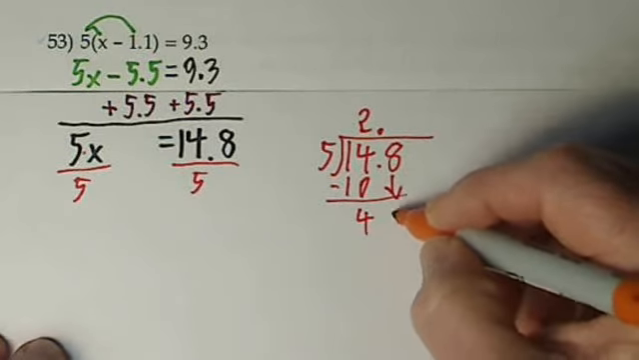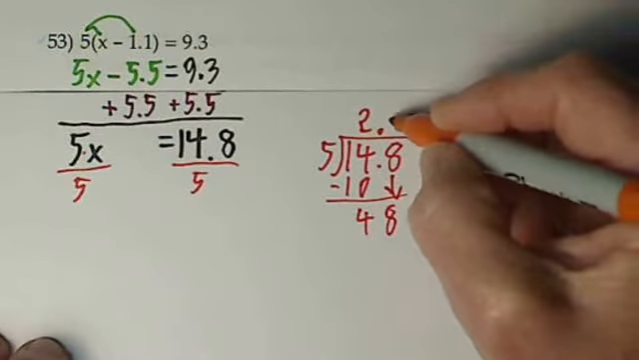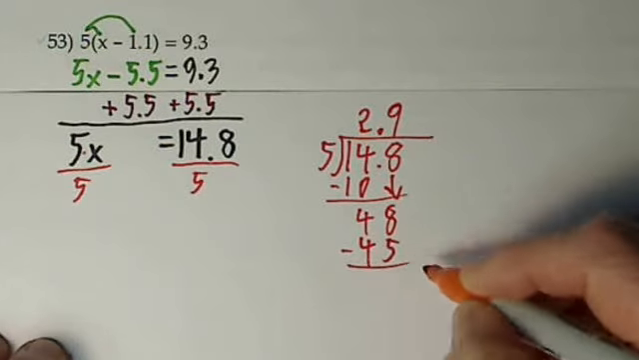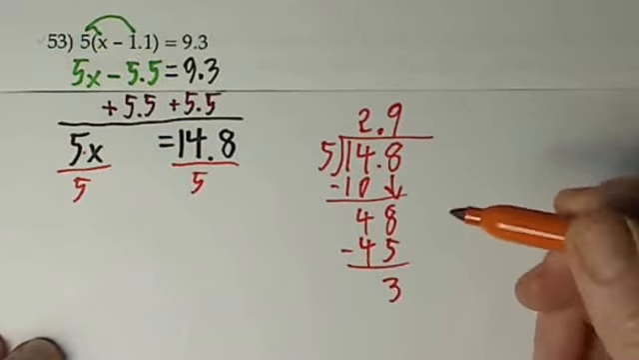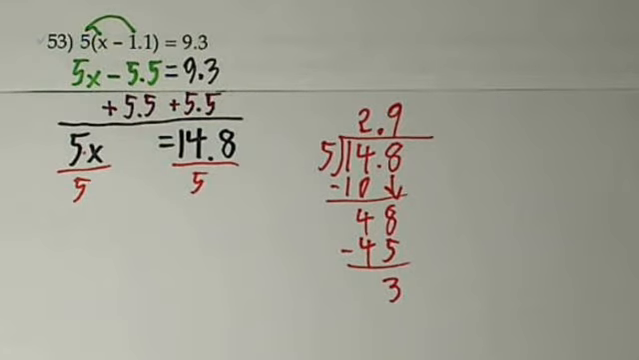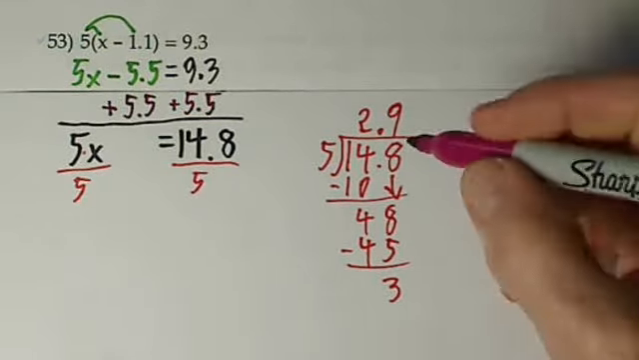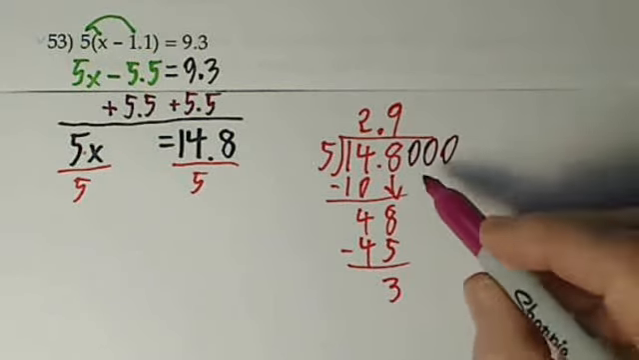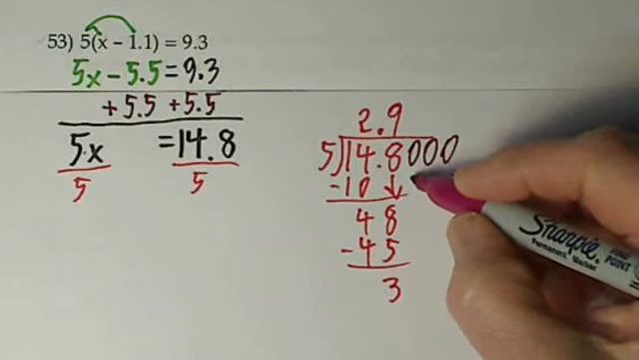Bring down your next digit. 5 goes in there 9 times. 3 left over. I am free to add digits. I can add zeros all day long.